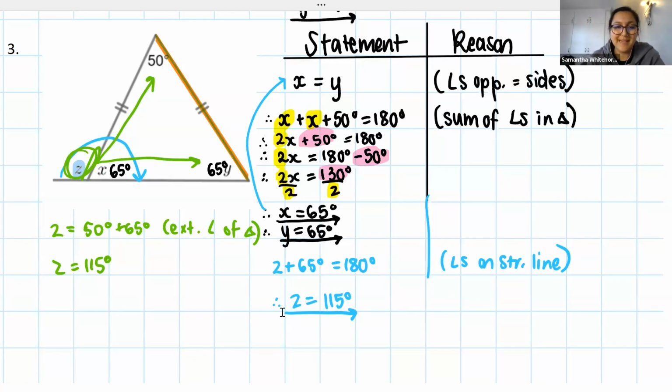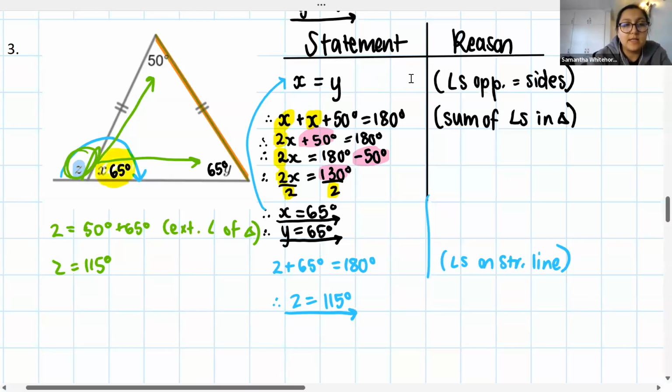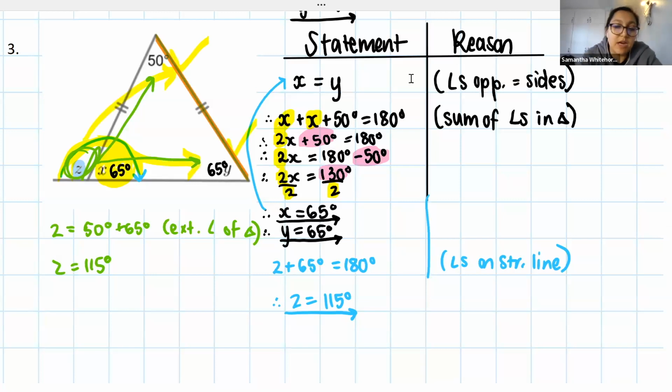Ma'am, may I please ask, for X and Y, if there were numbers already there and it was just Z that didn't have a number, how would we do that? So then you've got lots of options. If you know what X is, you could use angles on a straight line. If you had 50 and 65, you could also use exterior angle of a triangle. So it would depend which one you wanted to use. Yes, ma'am. Okay.